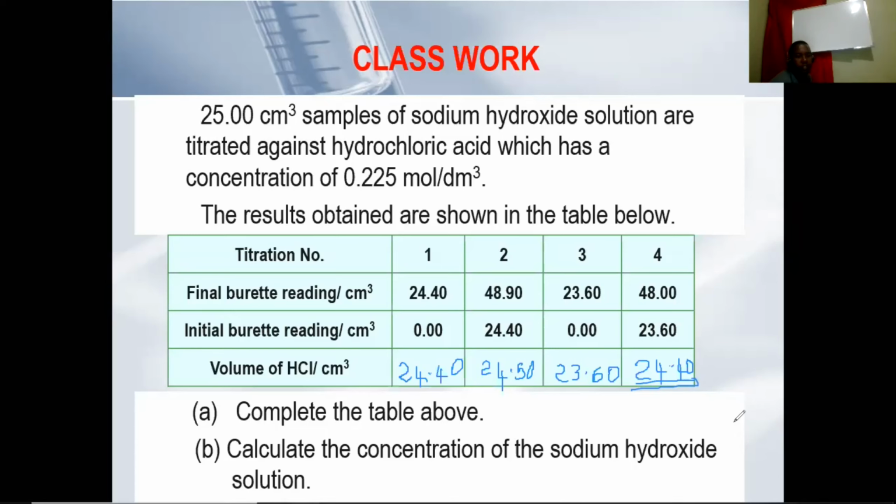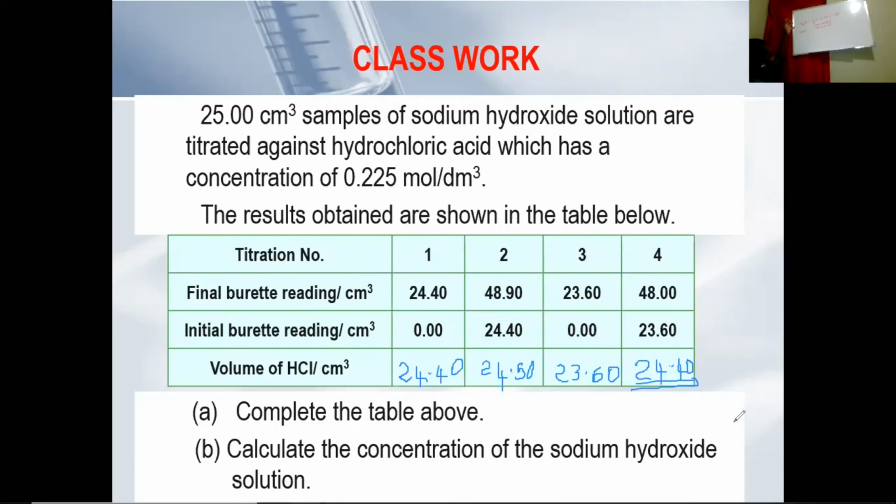All right, so let's go with our equation now. So the equation would be sodium hydroxide and hydrochloric acid. So it's NaOH plus HCl to give us NaCl and water. All right, so it's already balanced, so it's a 1-to-1 ratio throughout. All right, and we need to find the concentration of sodium hydroxide. So we know the concentration of hydrochloric acid, which is 0.225 mole per dm cube. We know the volume of this, which is 25 cm cube. We also know the volume of the acid, which is 24.40 cm cube.